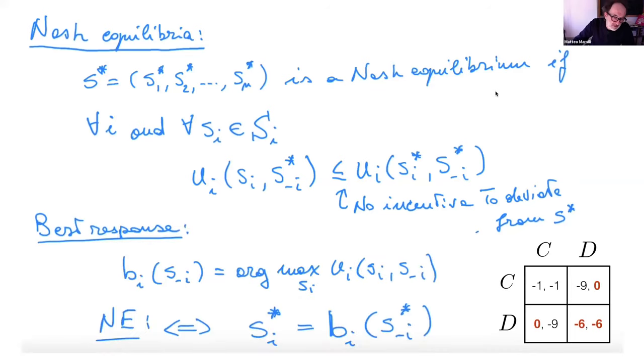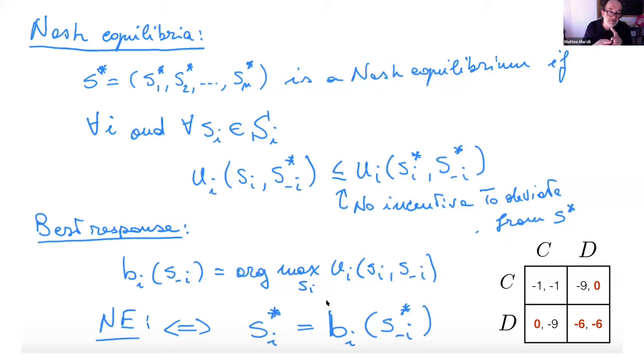Okay? And one way in which you can find this Nash equilibrium is by finding the best response. So you define the best response of agent i to the strategy of her opponents as the strategy that maximizes his or her utility given the strategy of the other opponent. So this is the best response. And if you think a little bit about it, the Nash equilibrium is equivalent to saying that I should play the best response to the best response of my opponents.